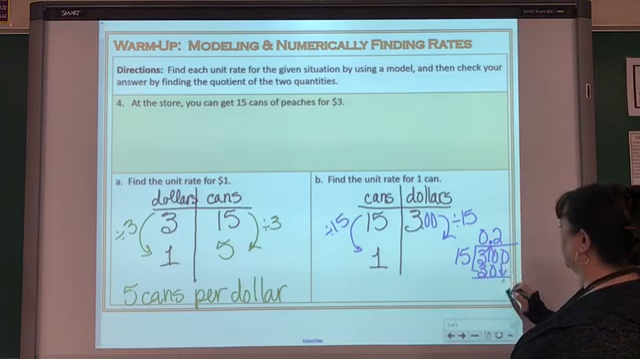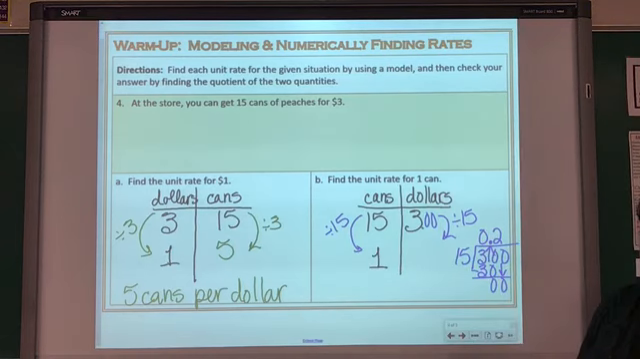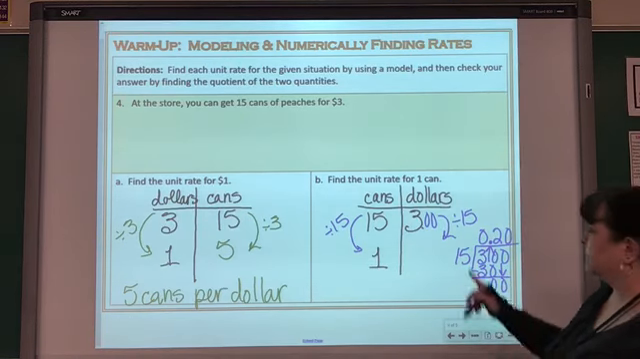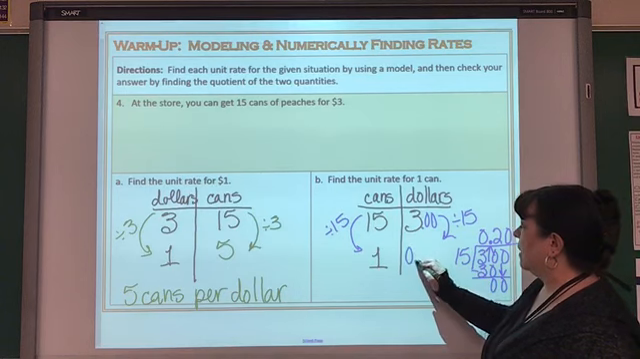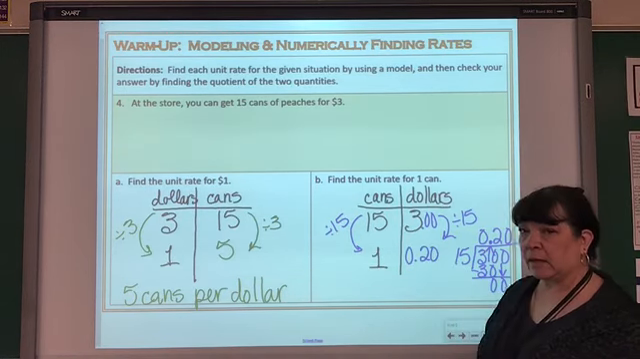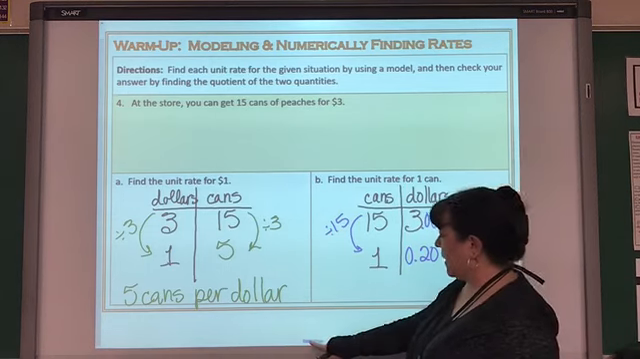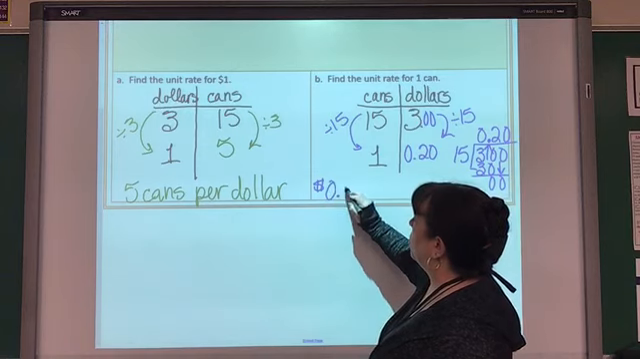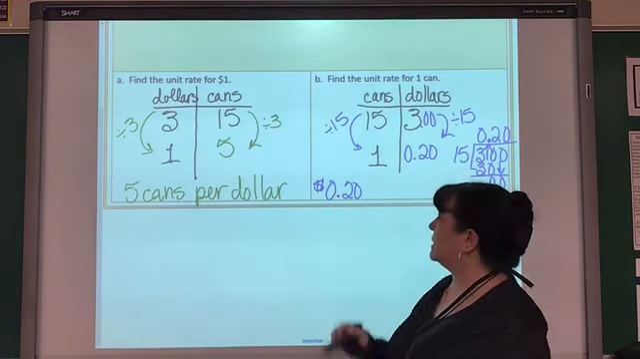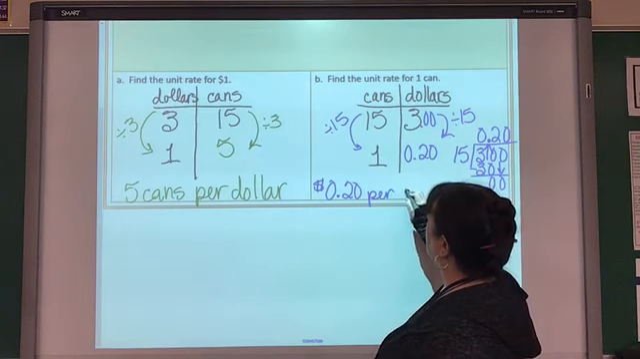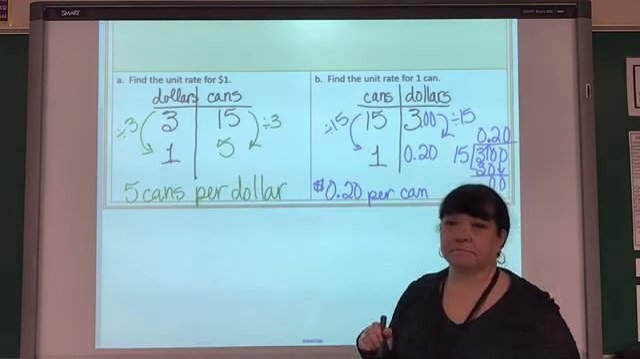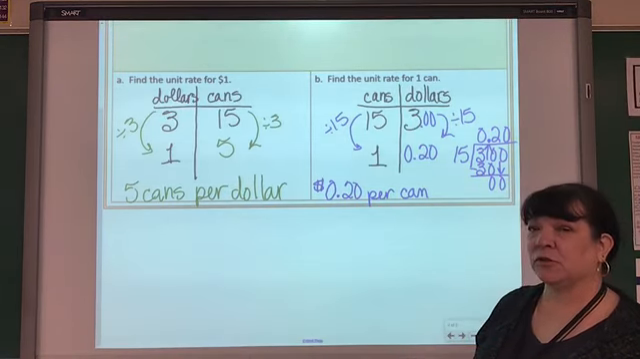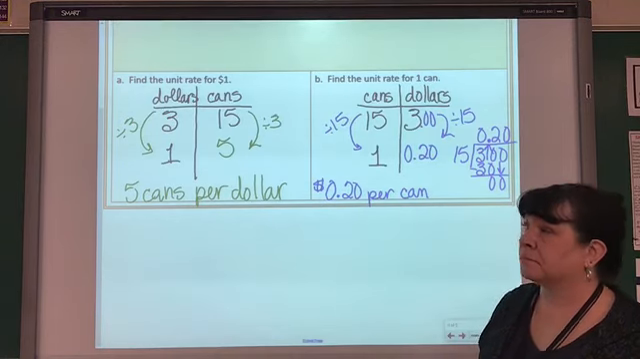I bring down my other 0 because it is money after all, and money does need 2 places. The 15 divides into 0, 0 times. And so this time, I get 0.20, or 20 cents. However, we will want to write it, because it is in dollars, as $0.20, so no dollars and 20 cents, per can. There you have it. Those are our 2 unit rates involving money.